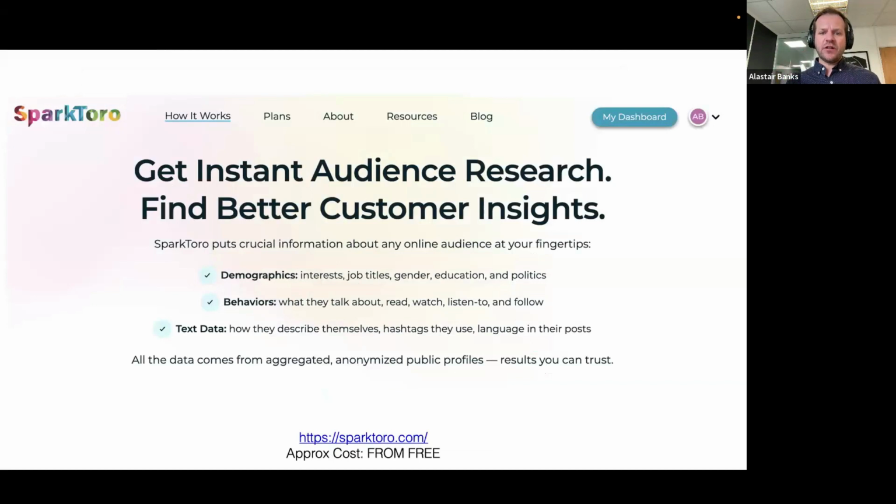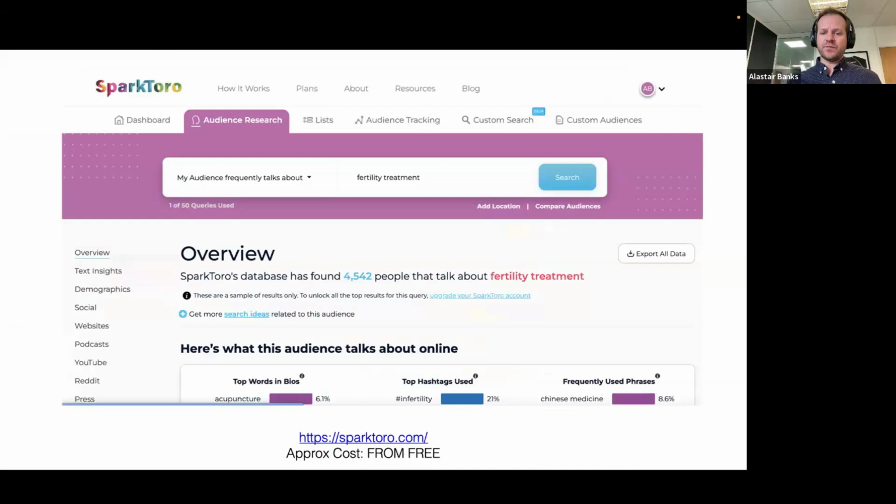This was a new entry last year, SparkToro. This is insanely good, but also it's expensive. I think there's a free trial, but in fact, I don't even want to say because I'll get it wrong. I don't want to set any expectations. What it does is, and I'll go to this page here, it takes a phrase that you have searched on. So I searched on fertility treatment here, and then it scours the internet.